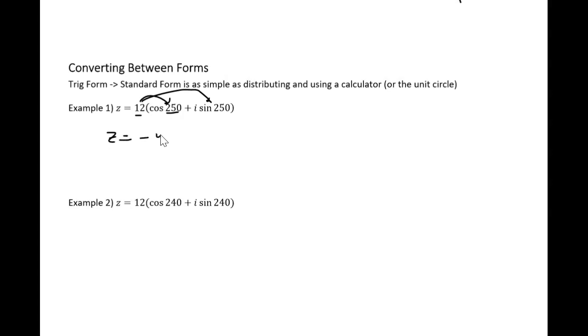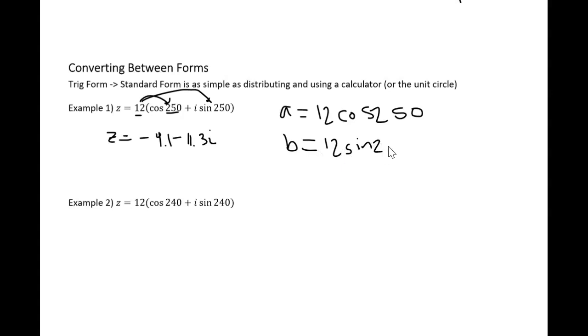And that gives us -4.1. Then we're going to type into our calculator 12 sine of 250, not including the i. And that gives us negative, so I'm going to switch from a plus sign to a minus sign, 11.3, and just make sure you put the i. So when you do this, a is just your first term typed into a calculator, and b is just your second term typed into a calculator without the i coefficient. The i, like so.